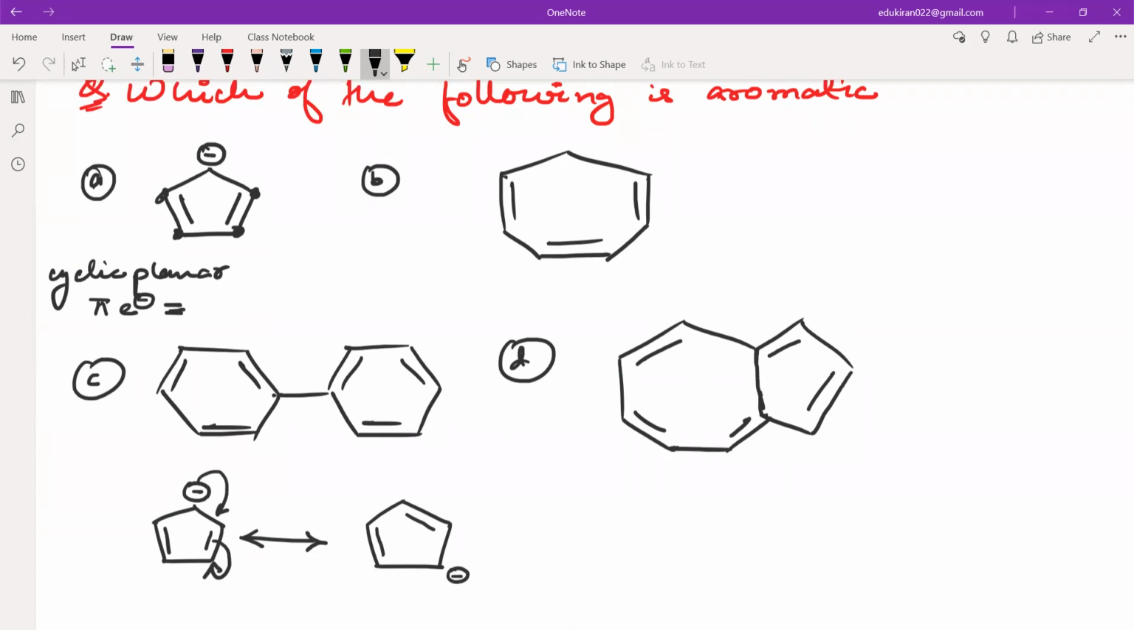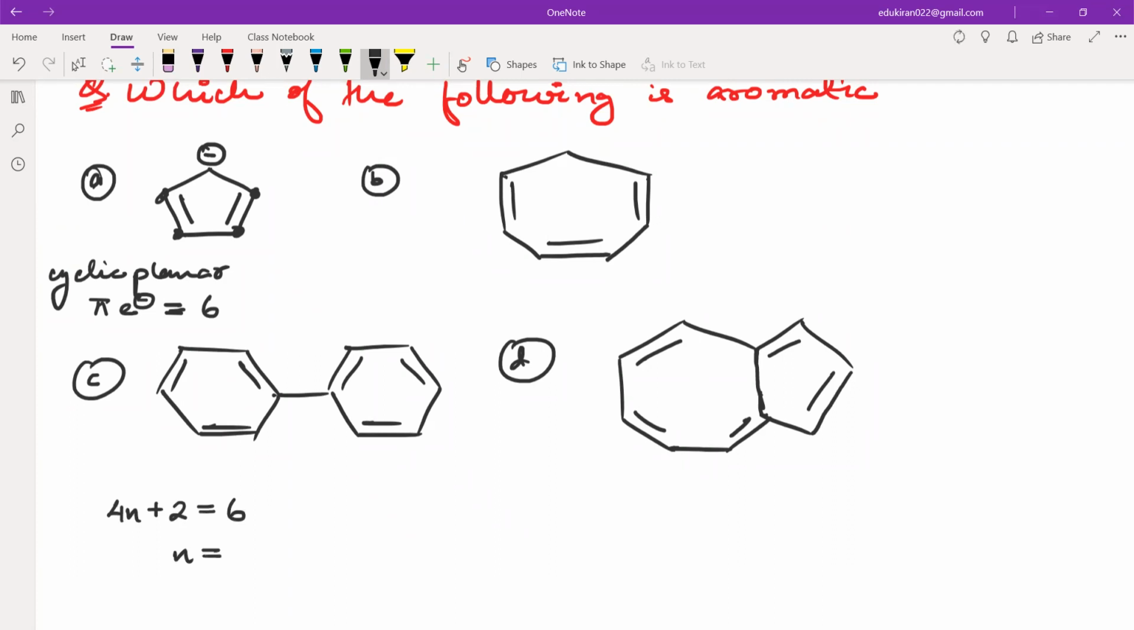Yes, sir. So we have how many pi electrons? 6 pi electrons, right? So whenever you have the negative charge, it should be counted as a pi electron because it is also acting as a pi bond. When it moves, it is acting like a pi electron. So we have 4n plus 2, that is equal to 6. What will be the value of n? One. So tell me, is it aromatic or not aromatic? It is aromatic. Very good. This will be aromatic.